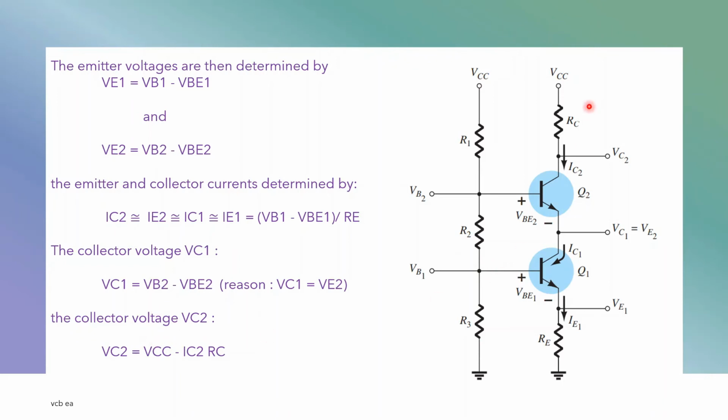And the collector voltage VC2 is obtained by applying KVL at this loop. VCC minus IC2 RC equals VC2.